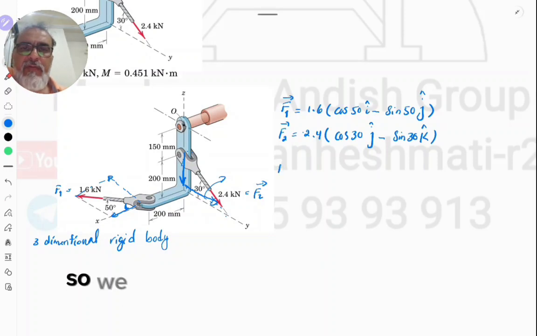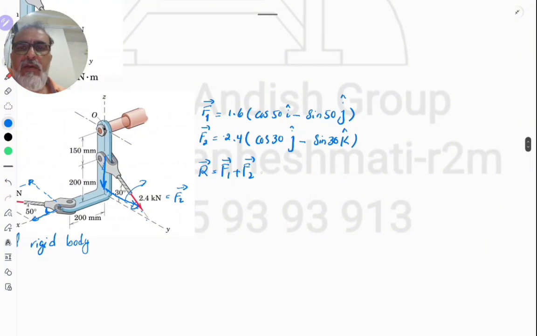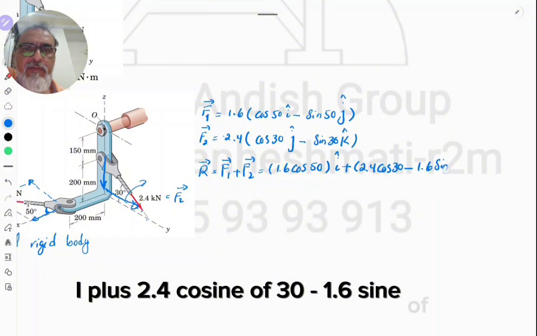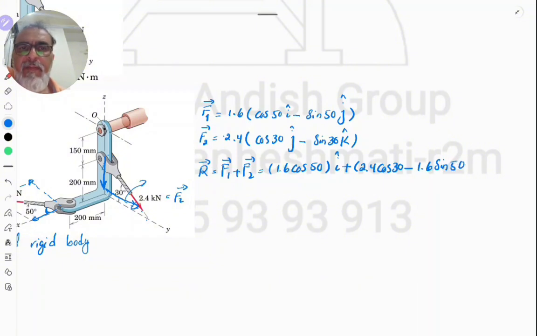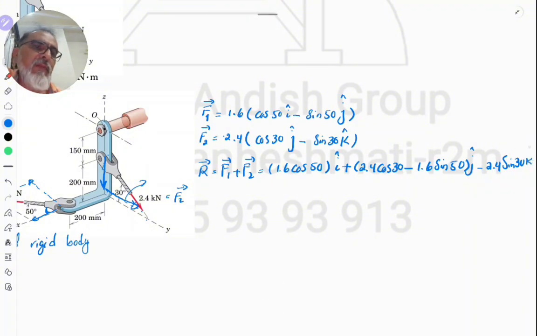So we want to find R. R is equal to F1 plus F2, which is (1.6 cosine of 50) i plus (2.4 cosine of 30 minus 1.6 sine of 50) j minus 2.4 sine of 30 k. Okay, that's it.